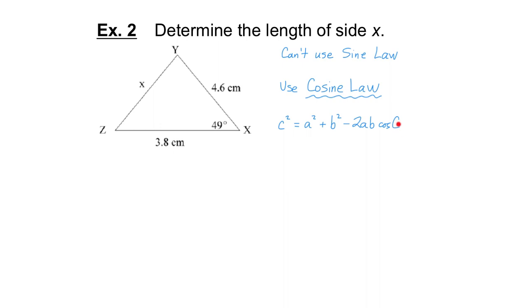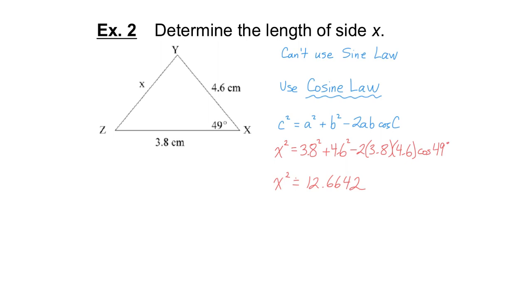Angle C is the angle that's opposite side C. So if this is side length X that we're trying to find, it's opposite the 49-degree angle. That's the angle that we put here. So now I just input my values from the diagram. X is the side I'm trying to find. A and B are the other two sides, 3.8 and 4.6. The angle is 49 degrees. I can put this whole expression into my calculator and see what I get. You're going to get a value approximately equal to 12.6642.